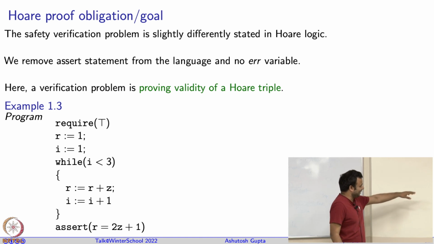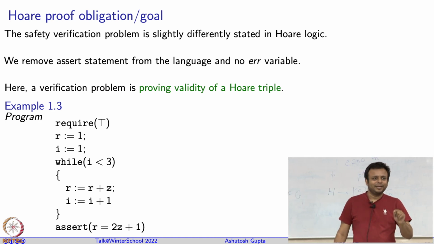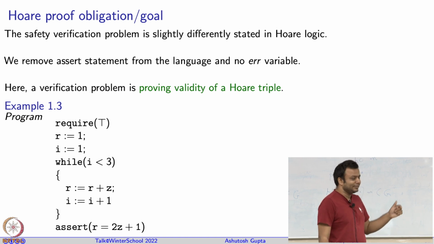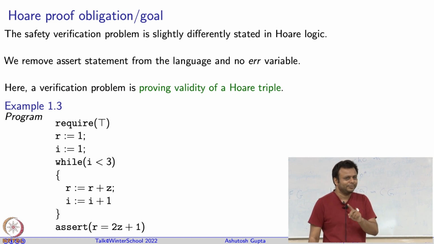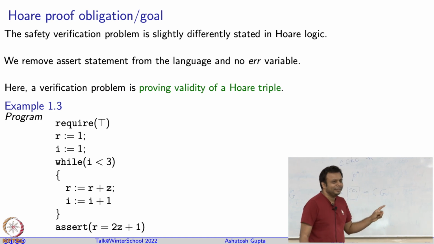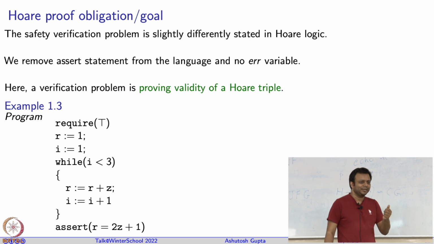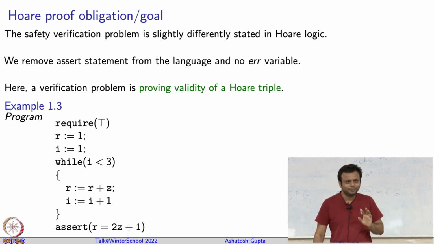So first focus on variable I. I is 1, I is less than 3, so it executes one time. Then you execute one more time. By the third time, it won't execute, and then you exit. So this loop is executed 2 times, and Z is added to R 2 times. So it becomes 2Z, and R starts with 1, so it will be 2Z plus 1. So this program is correct.